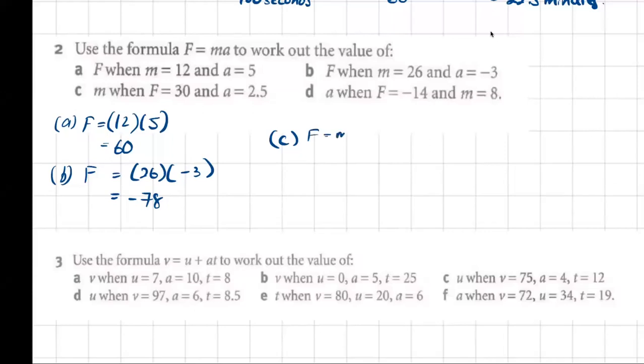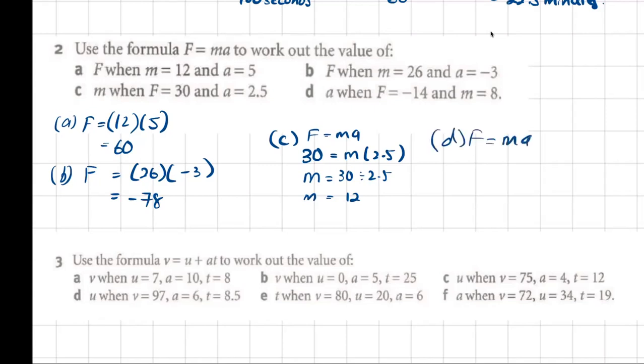Force is equal to mass times acceleration. So this one here says we have the value of F, we need to put it in the formula. So m is equal to 30 divided by 2.5. Force is equal to mass multiplied by acceleration. a is equal to negative 14 divided by 8.